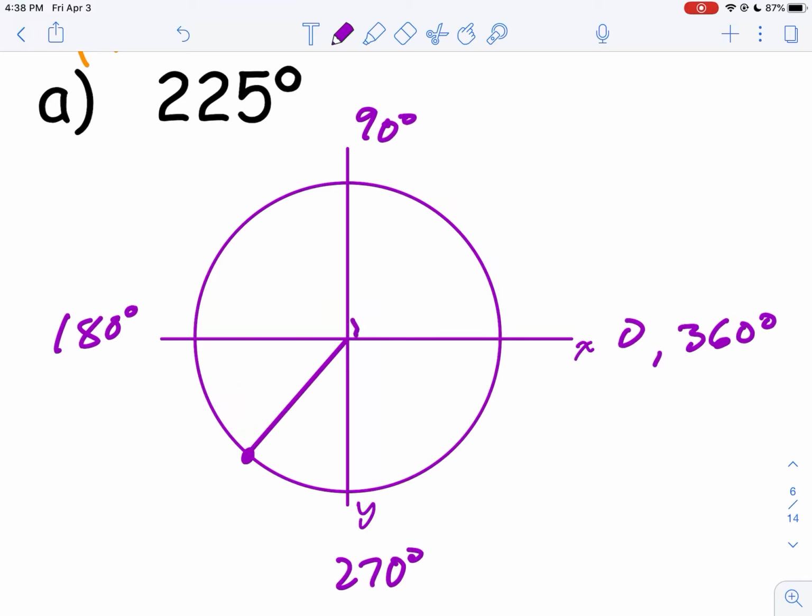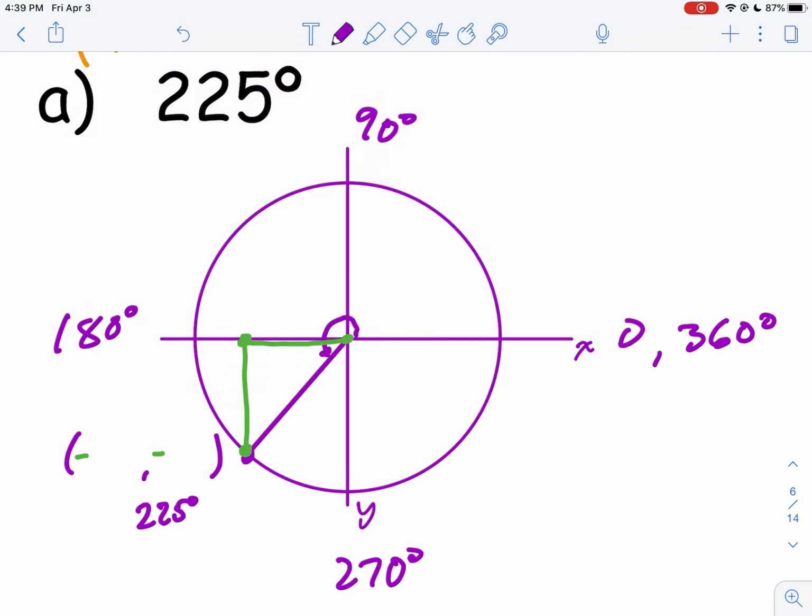So this is going to be 225 degrees. And the question is now, what's my x and my y values here? Hopefully you see that my x value in this quadrant is going to be negative, as well as my y value is negative. So this is going to be a negative number, a negative number.